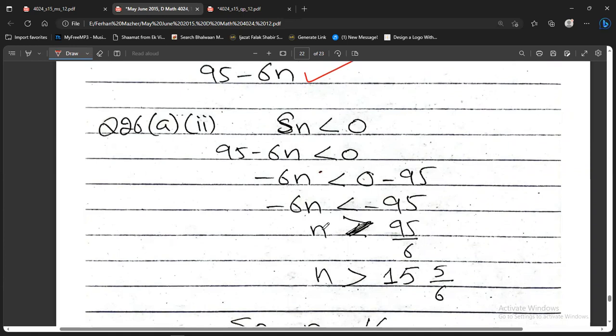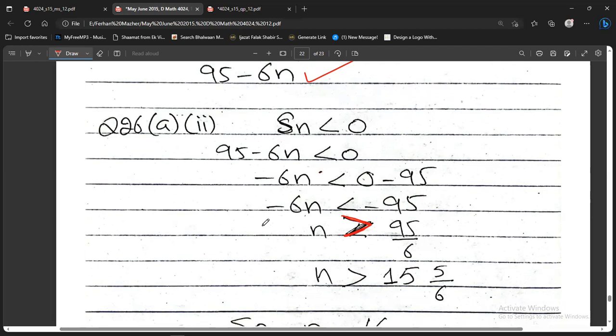So divide both sides by −6. When you do this, the sign of the inequality will change, and it will go in this direction. The sign of the inequality has changed because you have divided both sides by −6. So whenever you divide both sides of an inequality by a negative number, the sign of the inequality will change. Now n is greater than 95/6.